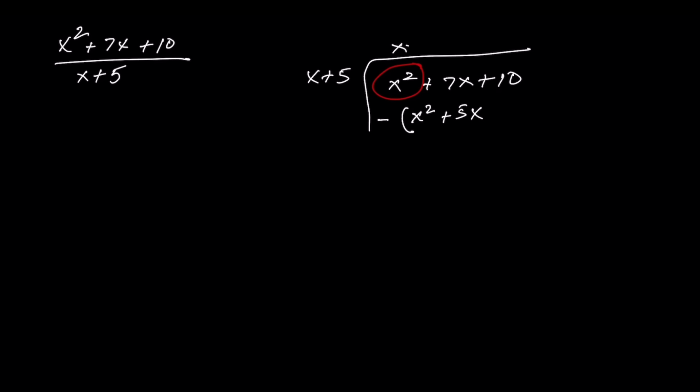Subtract. The squared terms cancel. 7x minus 5x becomes 2x. Bring down 10. Repeat the cycle. Divide, multiply, subtract. Divide 2x by x, giving 2.